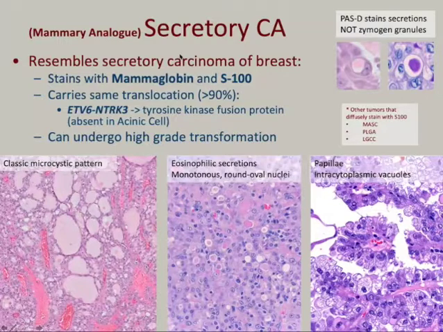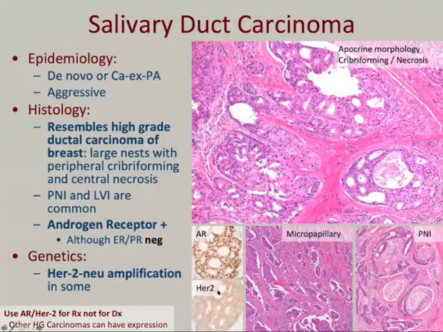Secretory carcinoma was defined based on its sister in the breast by ETV6-NTRK3 rearrangement, by microcystic and secretory architectural patterns, by diffuse strong positivity for S100 as well as mammaglobin. So these are generally low grade, but can undergo high grade transformation as well.